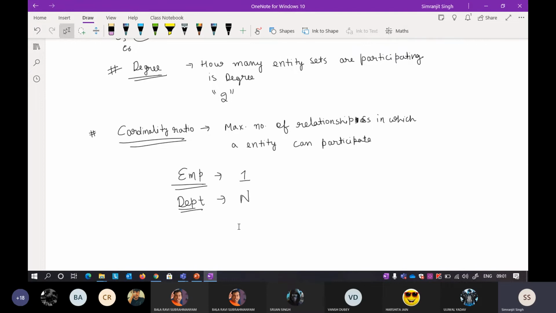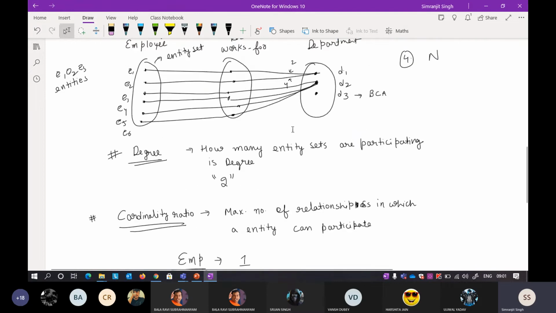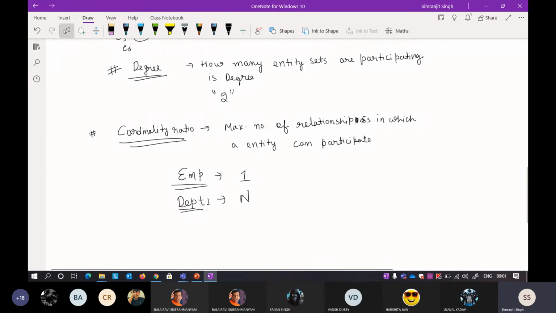Okay, so D1 is participating in more than one relationship. Just see from these incoming lines. So the cardinality of the department is n. Sometimes they denote it with lower n or you can use upper n. There is no problem in that. This is just a notation part.